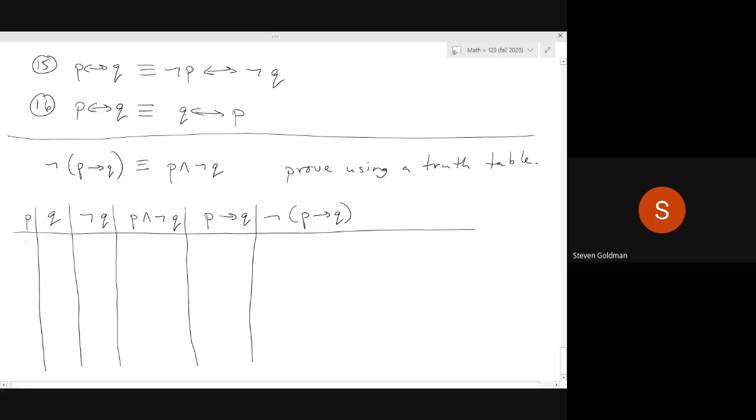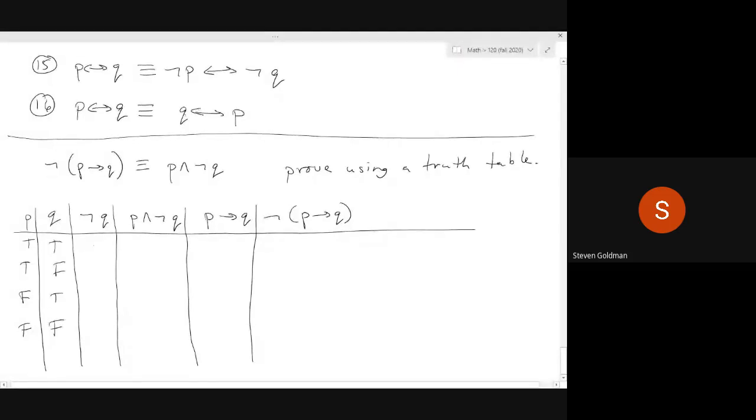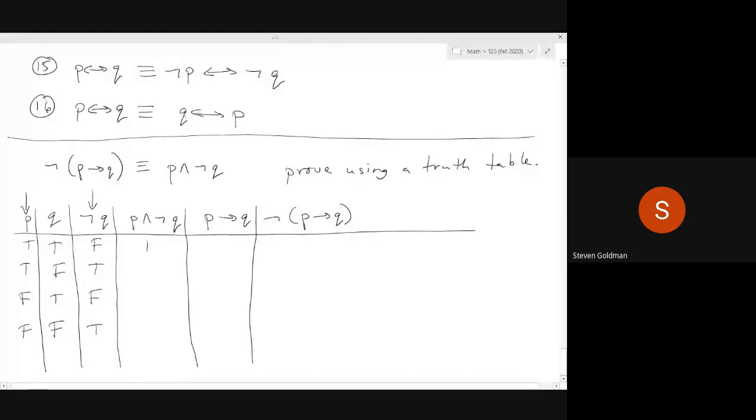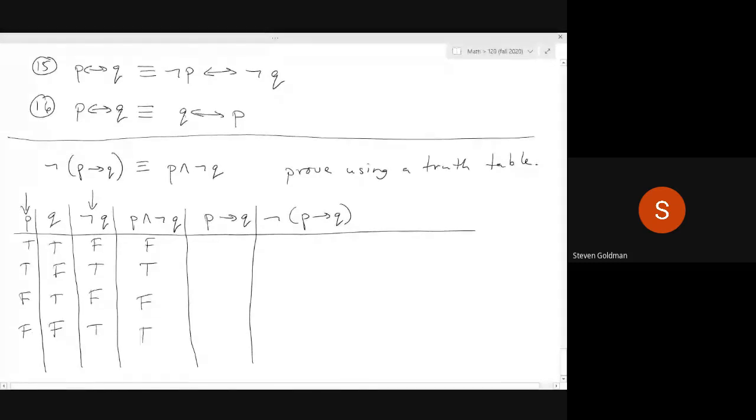P and Q, I start the same way I always do: true, true, false, false, true, false, true, false. Not Q is the opposite of Q: false, true, false, true. P and not Q is a conjunction. It's only true when P is true and not Q is true, both sides have to be true. Here's P, here's not Q: false, true, false, false.